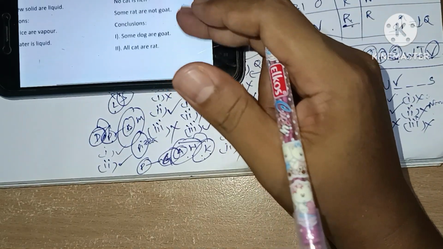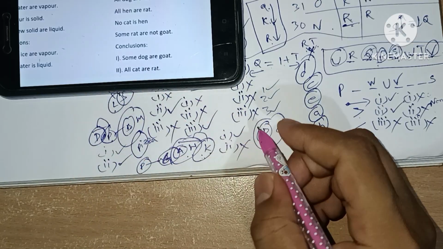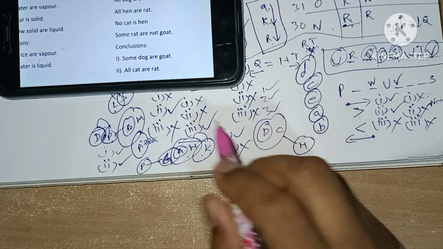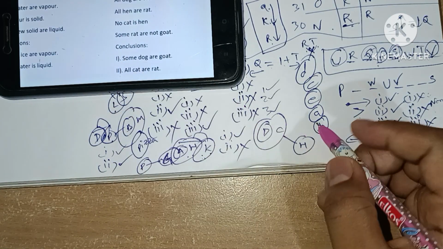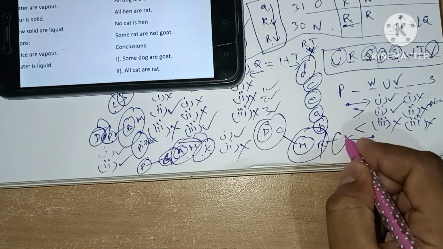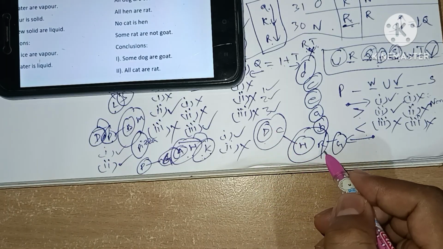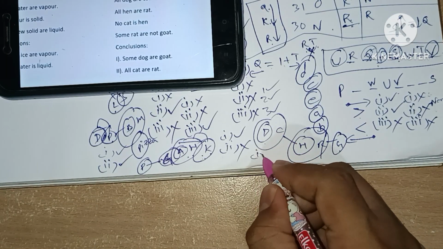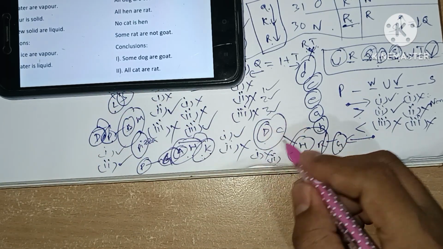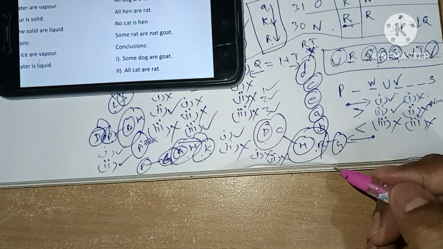Next, fifth question. All dog are cat, all hen are rat, no cat is hen, some rat are not goat. Let's see the conclusions. Some dog are goat, some part of dog is sharing with goat. No, it is not, so the first conclusion will be false. Second conclusion, all cat are rat, all cat is inside rat. No, so the second conclusion is also false.